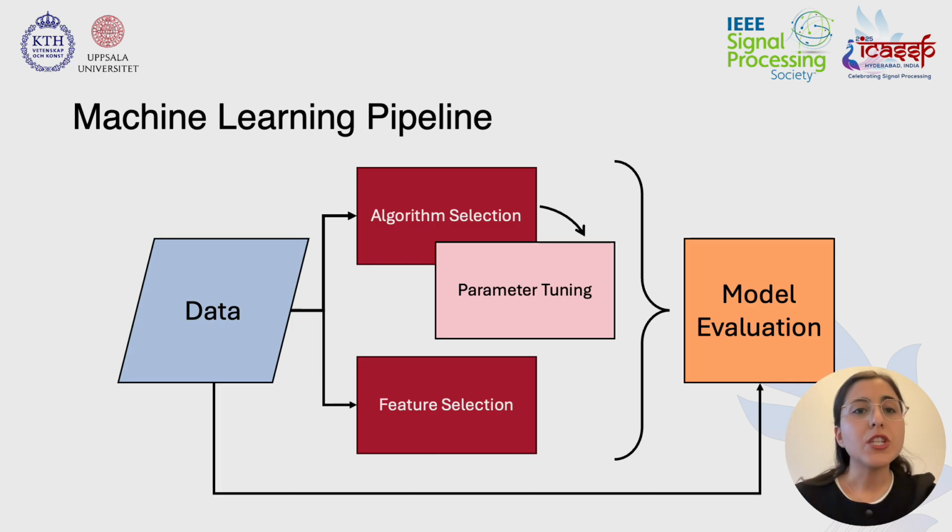So a typical machine learning pipeline involves multiple steps. First, data collection, algorithm selection, and parameter tuning, feature selection, and finally, model evaluation. The way we perform these steps, especially model evaluation, significantly impacts the reliability of our results.